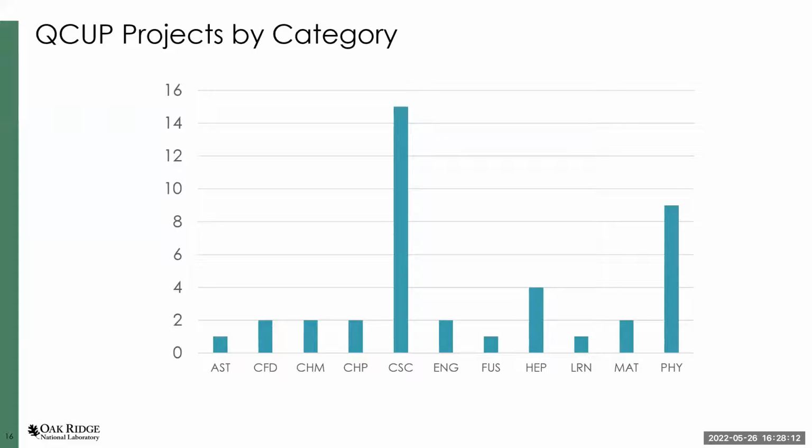In terms of the user program's demographics, we actually have a number of different project types. So these are application areas, and I didn't include the key on here, but you can probably figure out astrophysics, computational fluid dynamics, chemistry, and so forth. I will point out that computer science and physics are the areas where we have the largest number of projects at the moment. I think this is driven in part by funding.